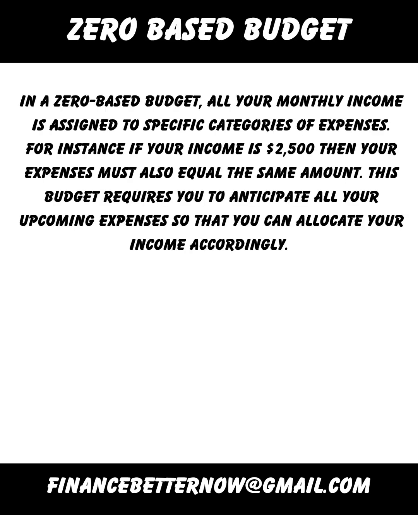In a zero-based budget, all your monthly income is assigned to specific categories of expenses. For instance, if your income is $2,500, then your expenses must also equal the same amount. This budget requires you to anticipate all your upcoming expenses so that you can allocate your income accordingly.